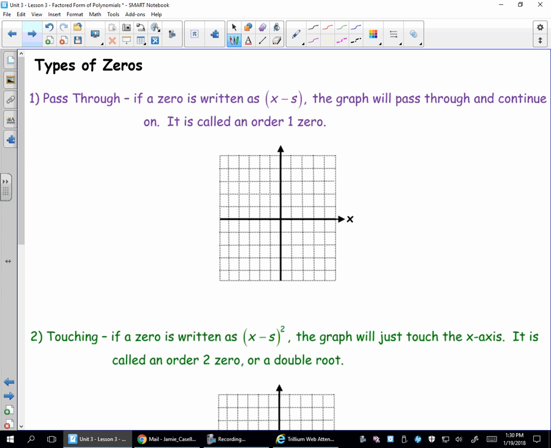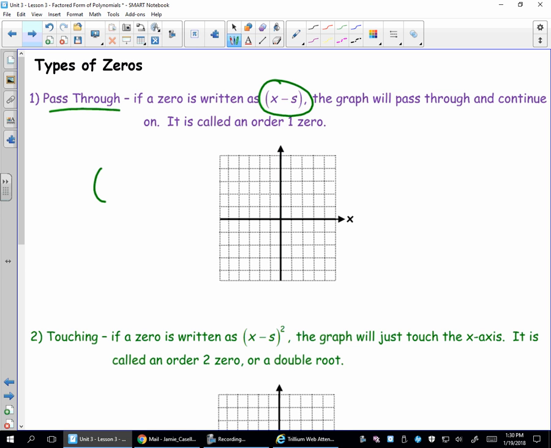Okay, zeros can be different styles. There are different types of zeros. The zeros we're used to with quadratics, for the most part, are called pass-through zeros. So if your zero is written out of the bracket, x minus s, the graph is going to pass through and continue on. It's called an order 1 zero, and it's going to happen at the location of s.